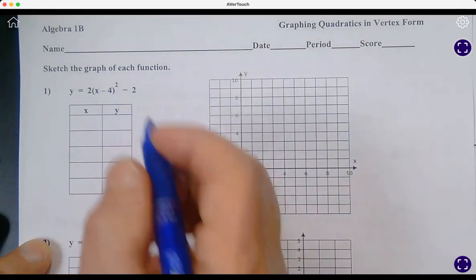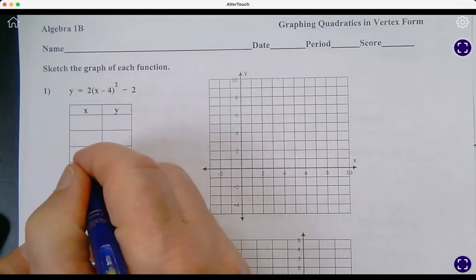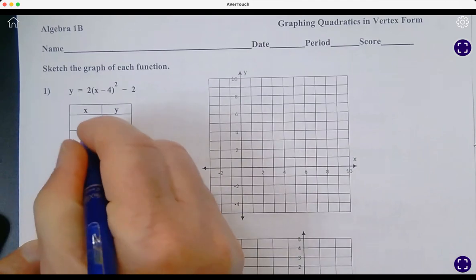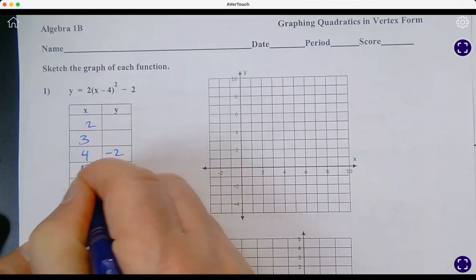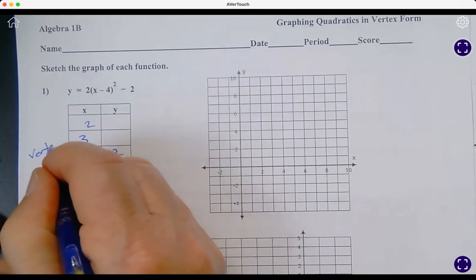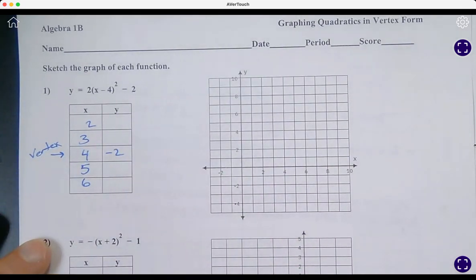All right, so we already found that vertex, right? So the H is positive 4 and the K is negative 2. So we fill in these values. Right? Once we know what that vertex is, we put that in the middle of our table, always. Vertex always goes in the middle.